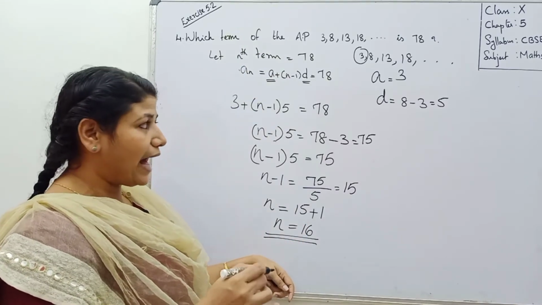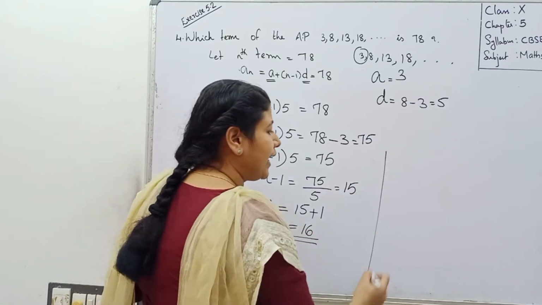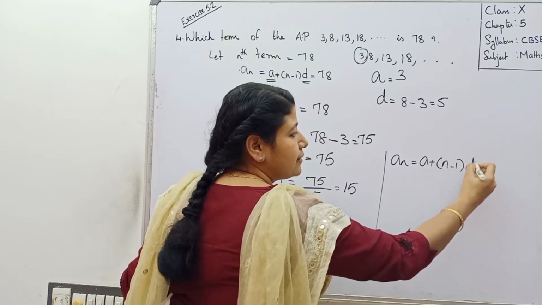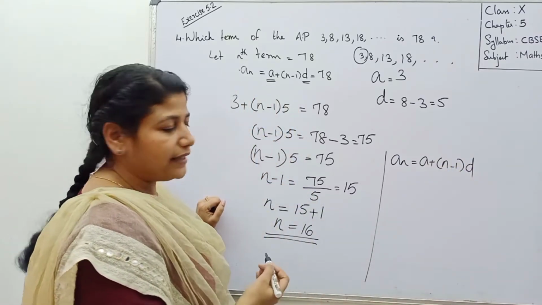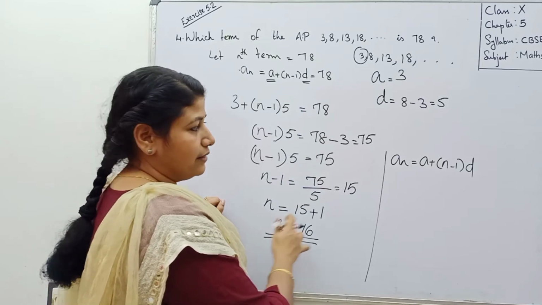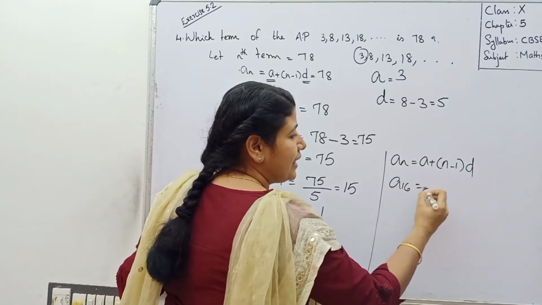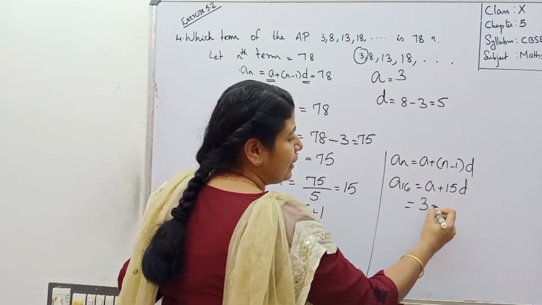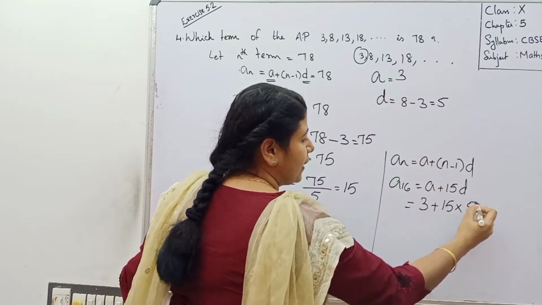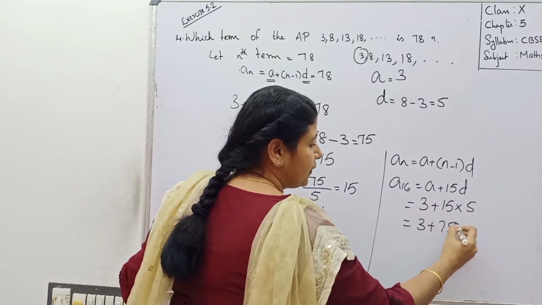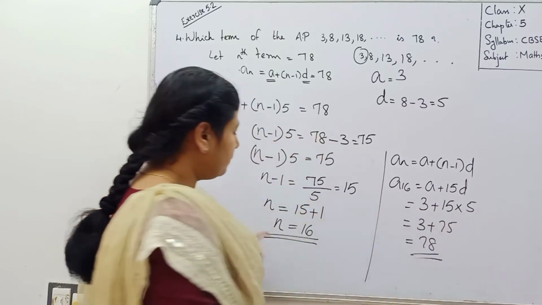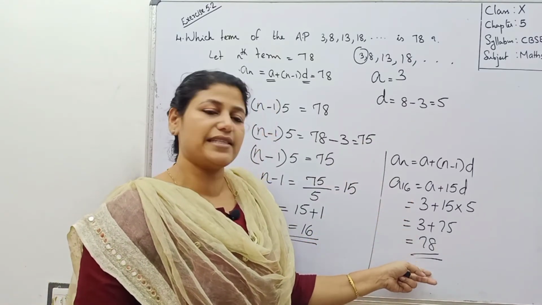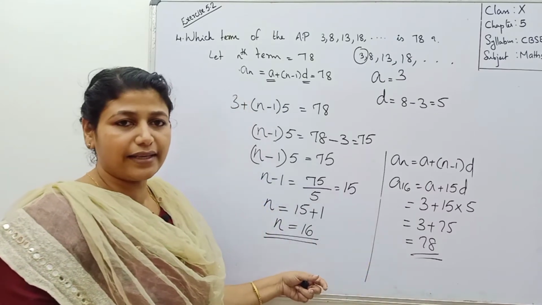If you have any doubt, you can check like this. An equal a plus n minus 1 into d is the formula to find out the nth term. Since 16 is the n, we can find out a16, that is a plus 15d, which is equal to 3 plus 15 into common difference 5. We will get 3 plus 75 which is equal to 78. So both are correct. By substituting n equal to 16, we found out that a16 is 78. So n is 16 is the correct answer.